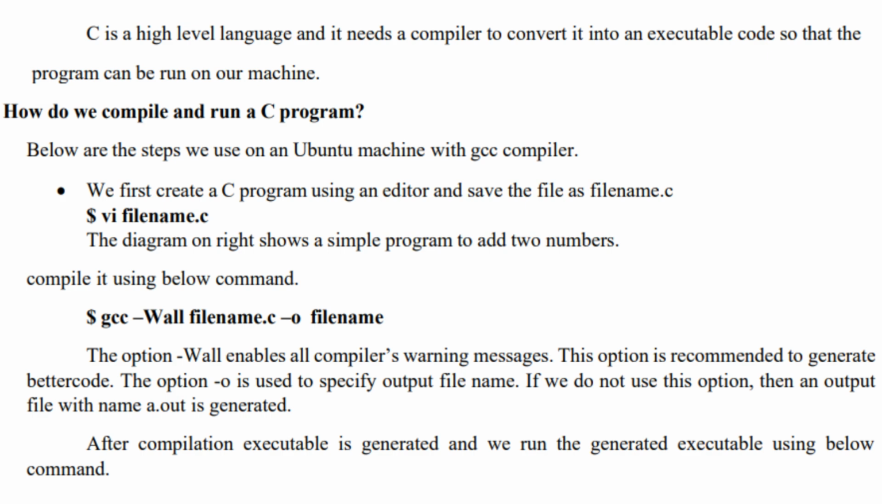Compile it using the below command. gcc -Wall filename.c -o filename. The option -Wall enables all compiler warning messages. This option is recommended to generate better code. The option -o is used to specify the output file name. If we do not use this option, then an output file with the name a.out is generated. After compilation, an executable is generated and we run the generated executable using the below command.